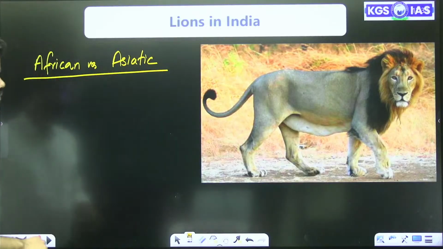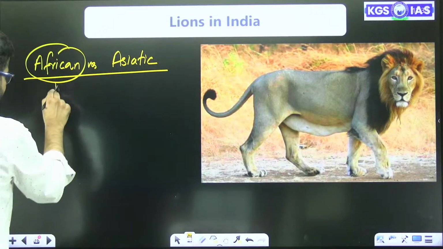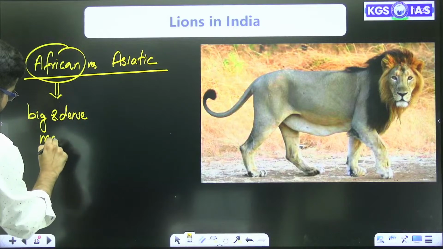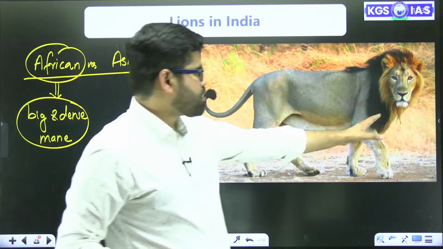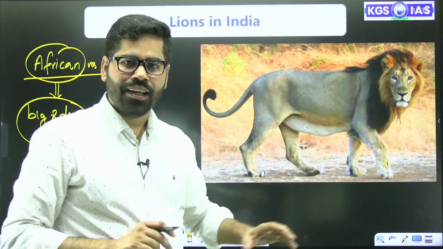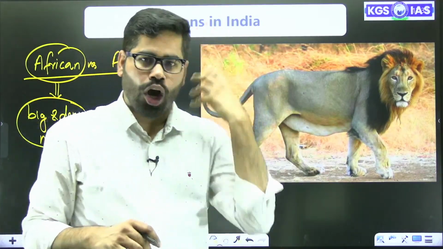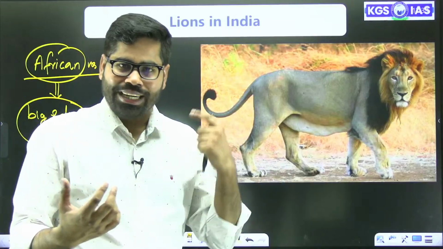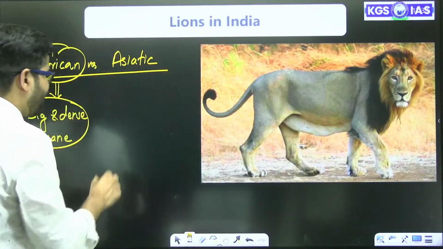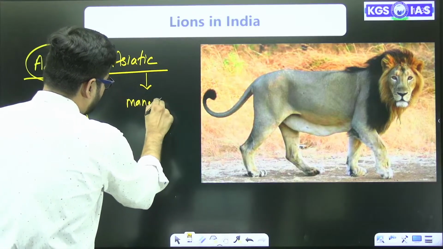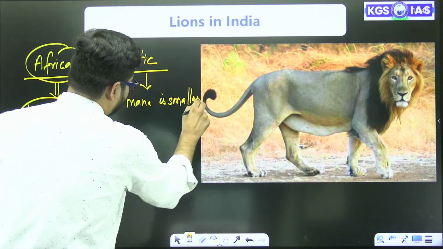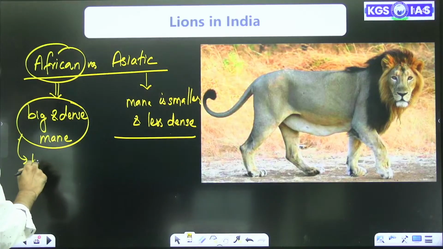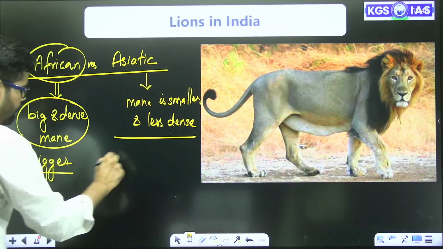you will find that in the case of the African lion, there is a big and dense mane. If you look at this, this is the Asiatic lion. It is having some hair on its face. If you see the African lion, it will have much more dense and bigger hair. So it is going to have a bigger and dense mane. Here you will find that the mane is smaller and less dense. This one is bigger. This one is smaller.